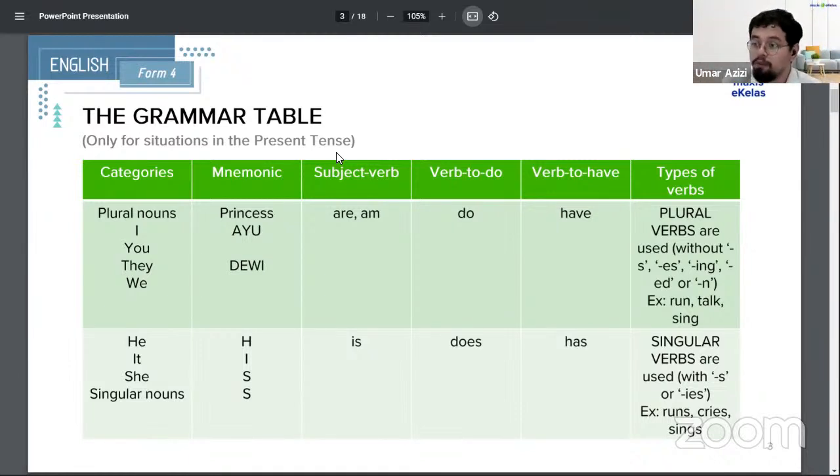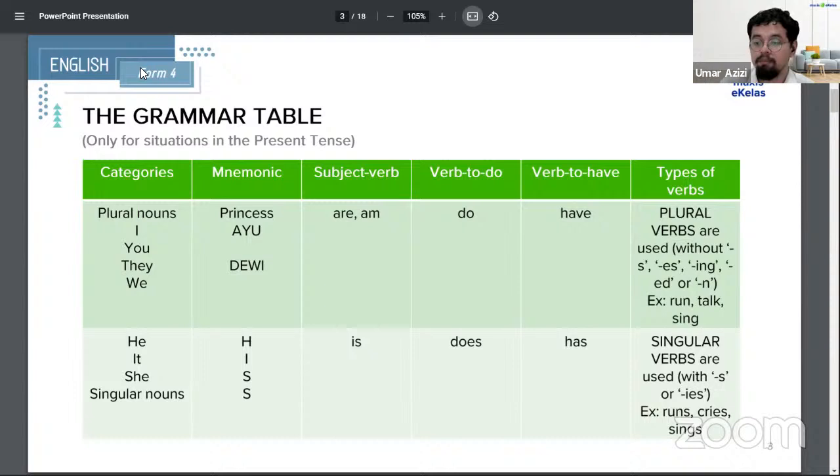Again, if you are confused by the end of these few slides, tell me and I'll try to explain it in a different way. Types of verbs here are used usually without S, E, S, I, N, G, E, D, or N. So run, talk, and sing. So we are talking.